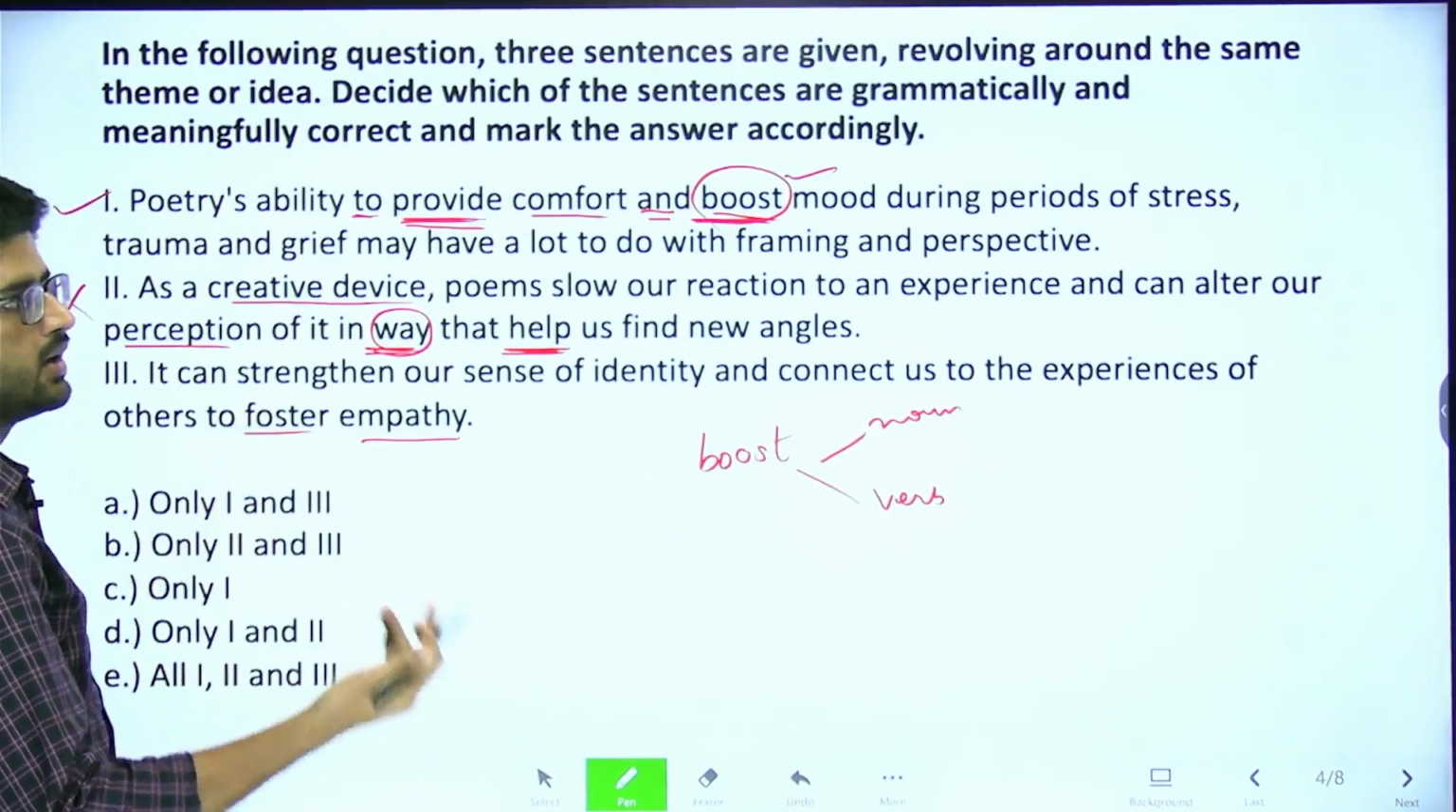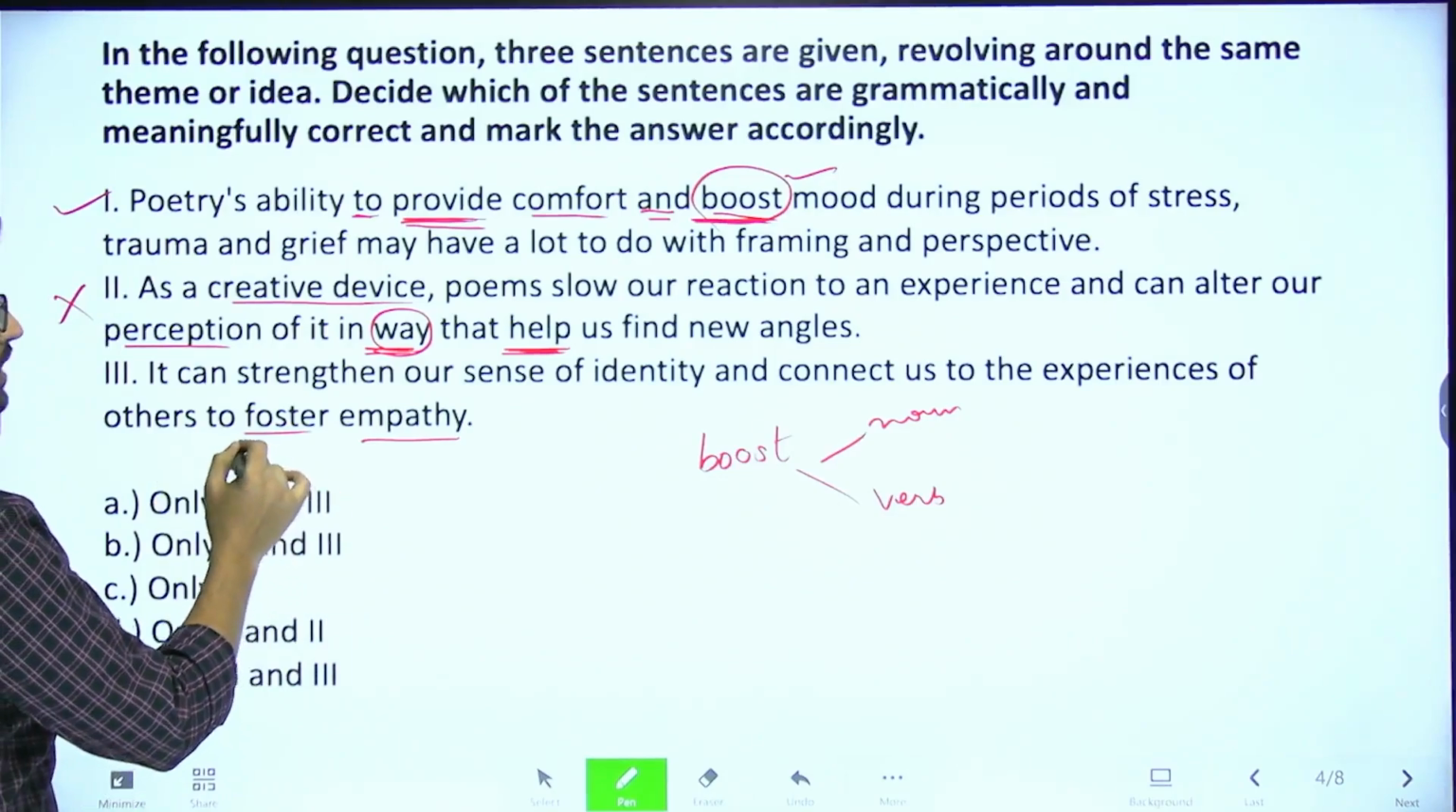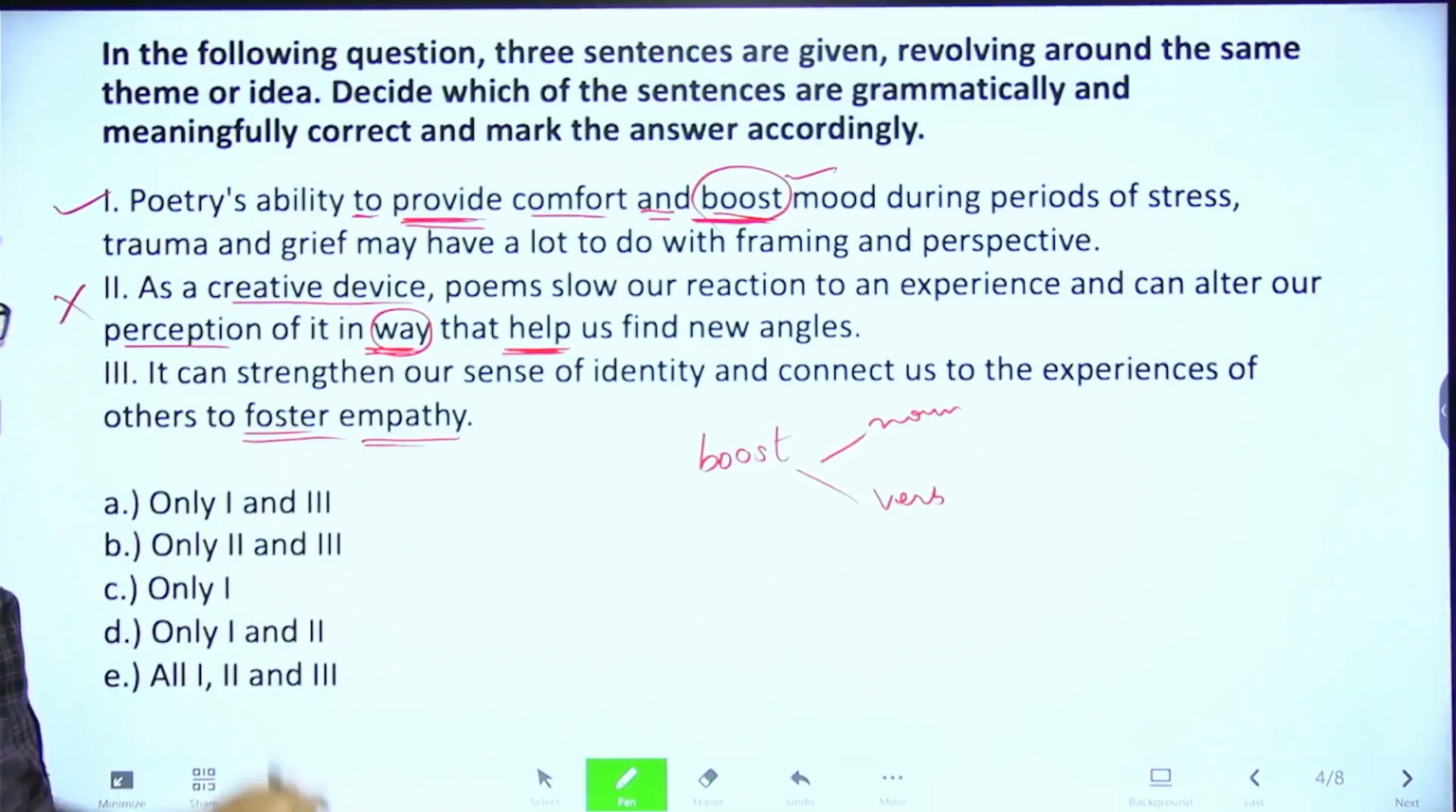वो हमें कनेक्ट करने में हेल्प कर सकती है दूसरों के एक्सपीरियंसेस से, और एम्पैथी इंक्रीज करने में हेल्प कर सकती है। So this sentence is also correct. So the answer should be 1 and 3. A should be the answer.